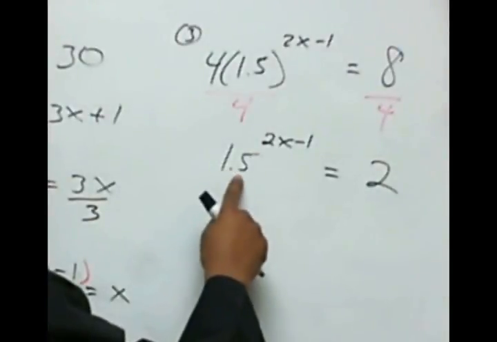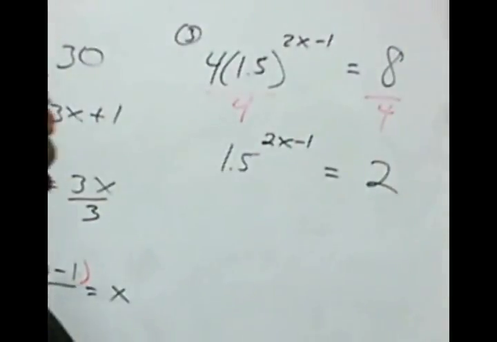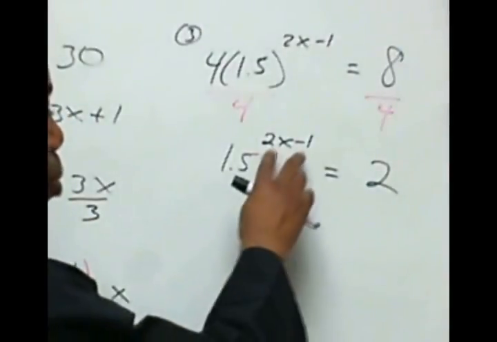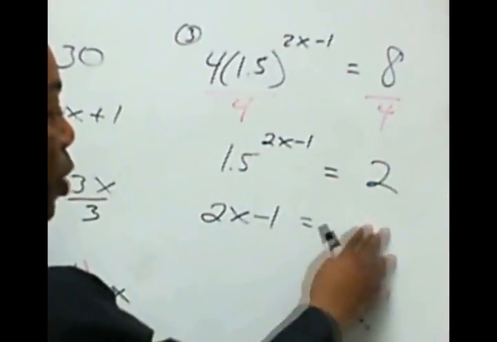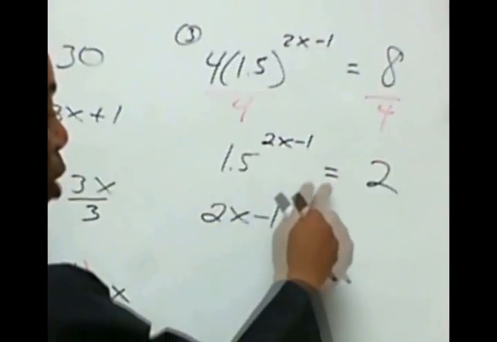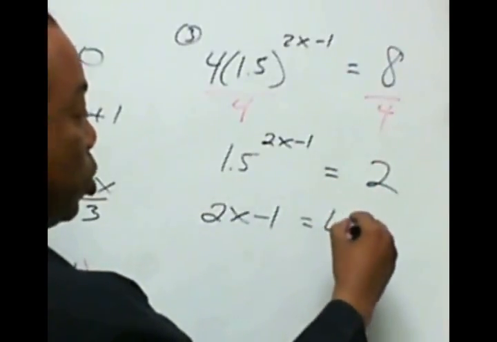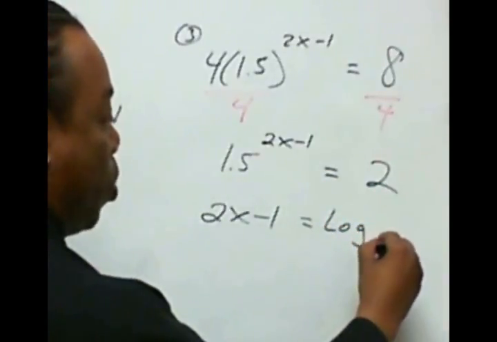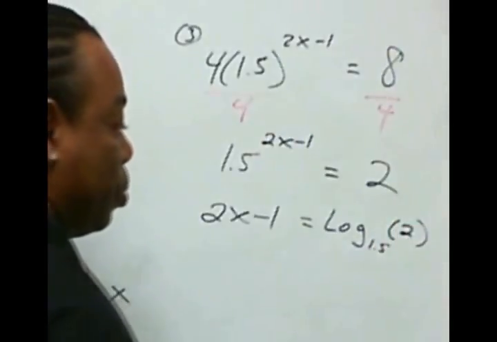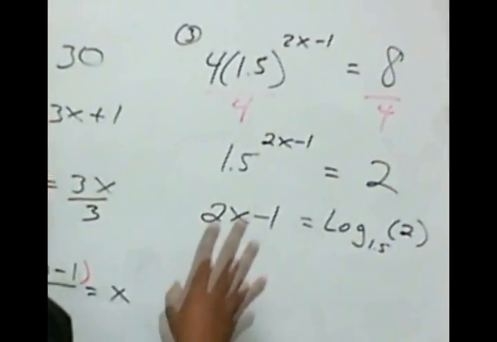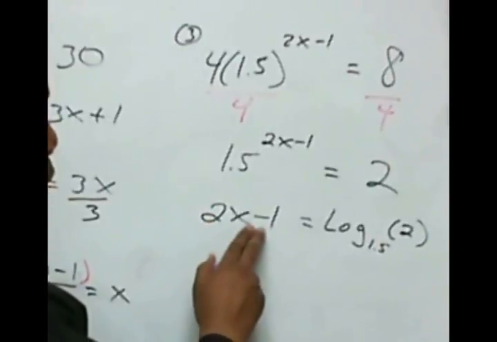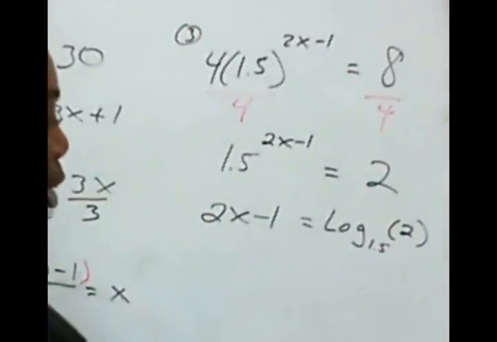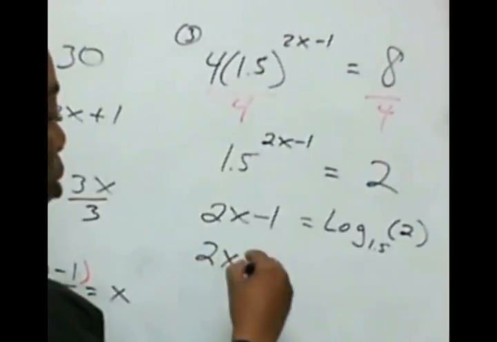Step 2 is getting rid of the base of 1.5. I'm going to put the logarithm on the other side and bring down the 2x minus 1. And on the other side, I'll put the 1.5 as a base of the log and the 2 together. So log base 1.5 of 2. Okay, that's 2 things down. Now we have the 2 and the negative 1. Let's get rid of the negative 1 first by putting a positive 1 on the other side.